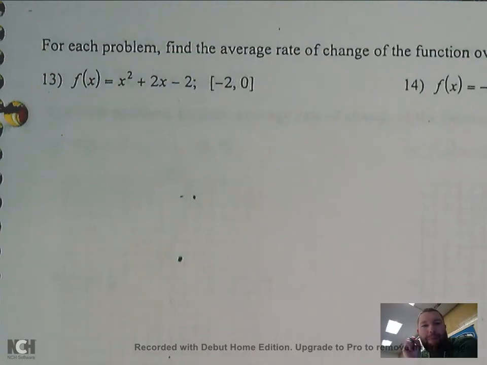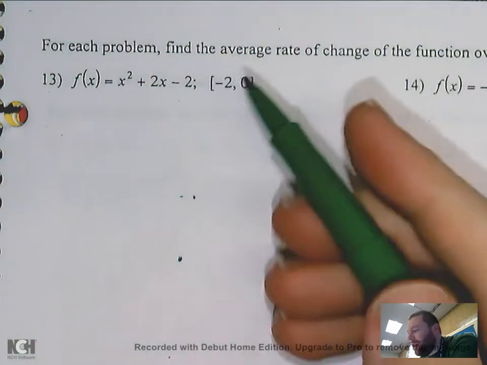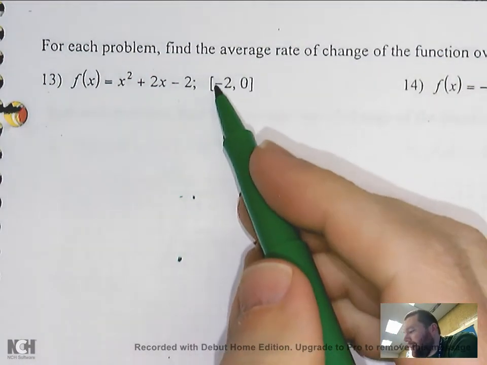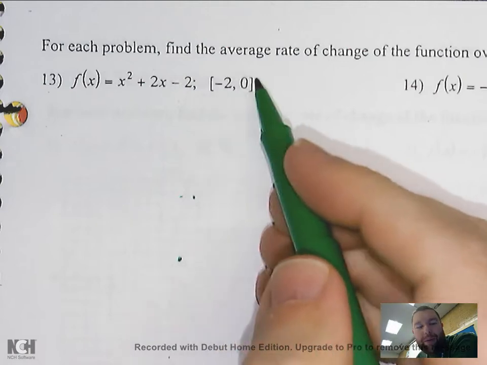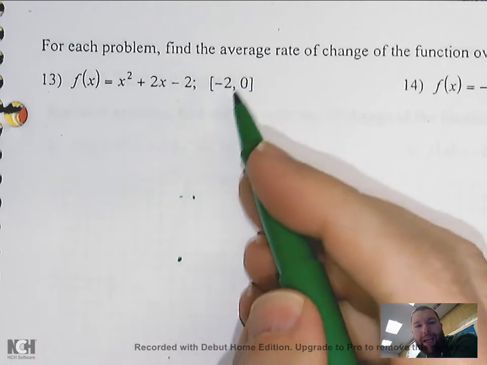So this is the second part of the test review for average rate of change. This is the average rate of change from an equation. So to do this, we're going to actually make a table. Again, just like I talked about in the last video, these two values are x values. It's the range on the x-axis that we're talking about.